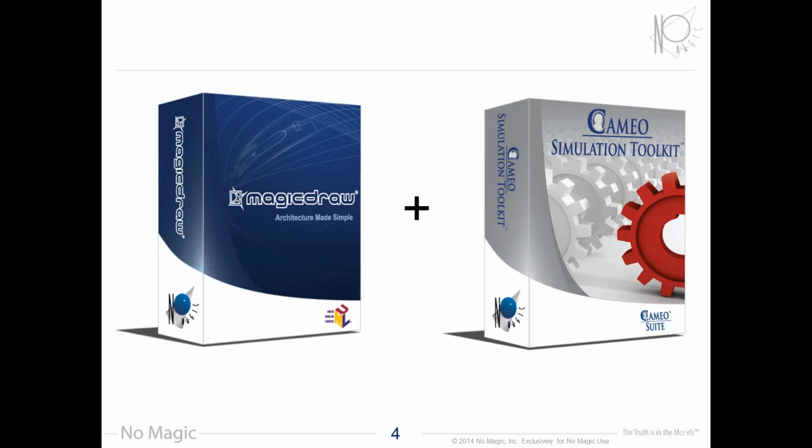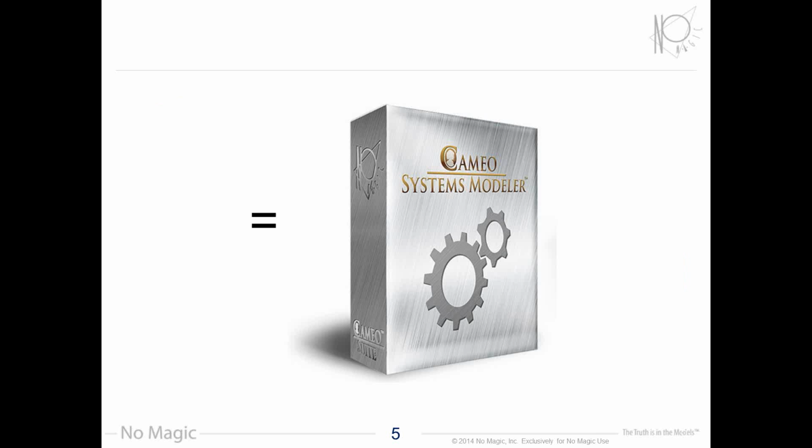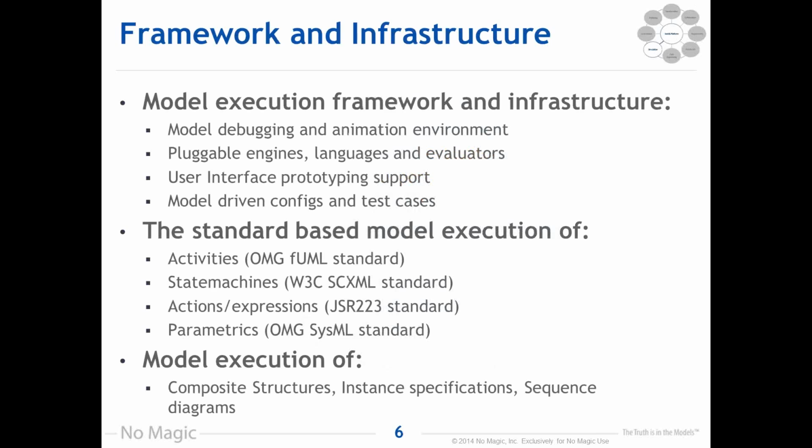Just quickly before we start going into concepts, here is shown the Cameo Simulation Toolkit product, which is a plugin for MagicDraw. So this is just for explanation that these two products together actually form the Cameo Systems Modeler, which we are going to use for this demonstration. And the Cameo Systems Modeler is a model debugging and animation environment. It allows you to plug multiple engines, languages and evaluators inside to perform some mathematical calculations. It also provides user interface prototyping support and of course model-driven configuration and test cases.